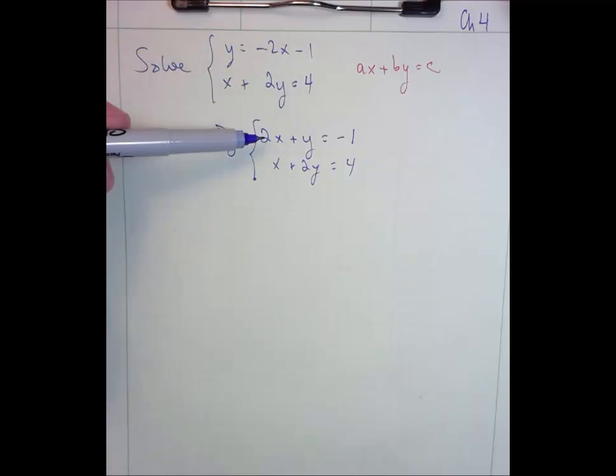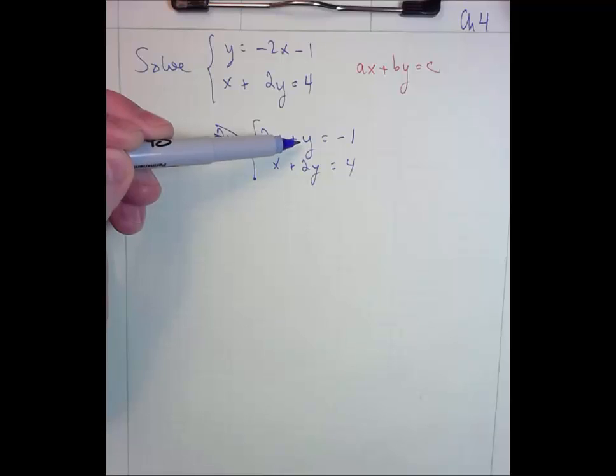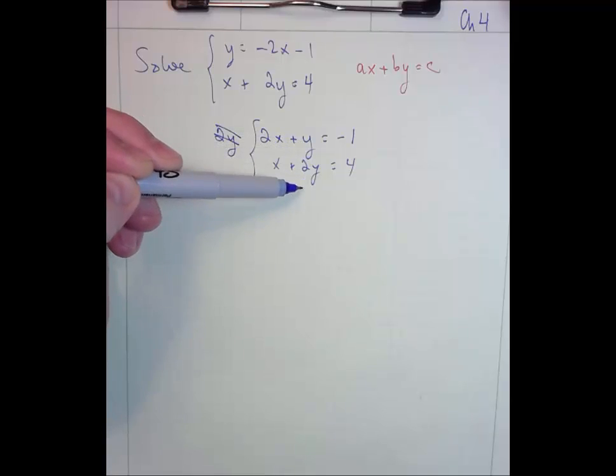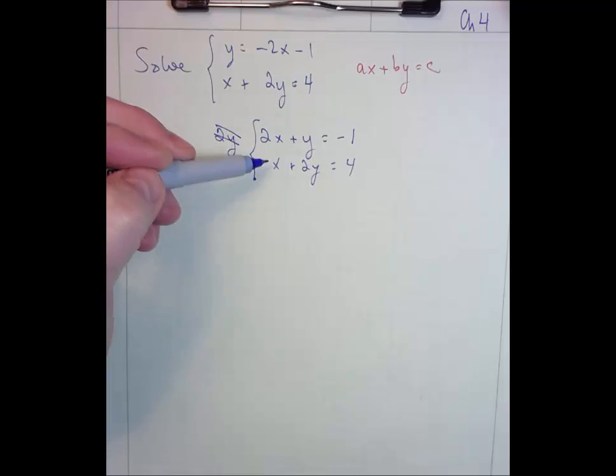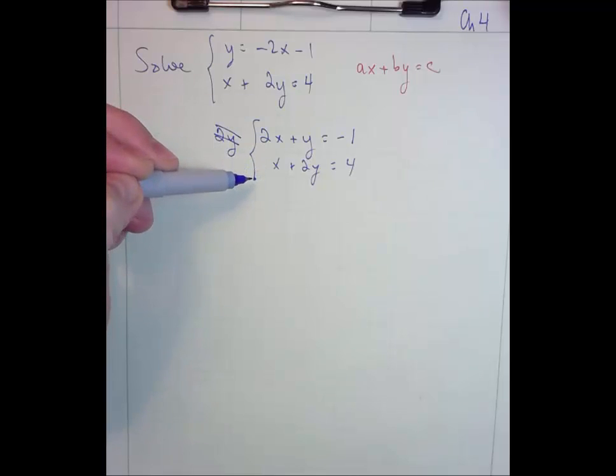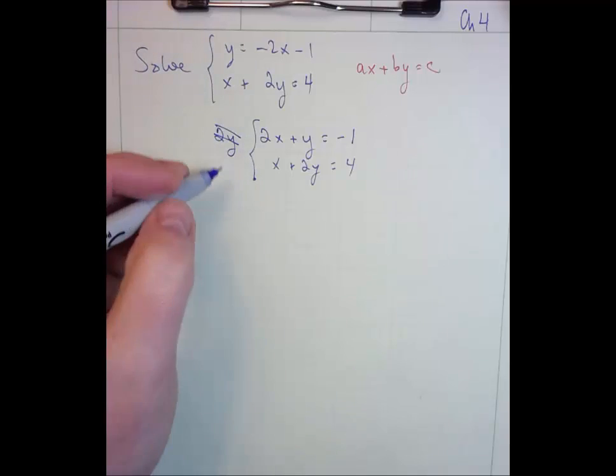So for example, we could take this top equation and multiply it on both sides by negative 2. That would make this term a negative 2y, and then addition with that would wipe out the y's. Or we could multiply the second equation by negative 2 so that the x's are ready to be eliminated. And I'll go ahead and do that.